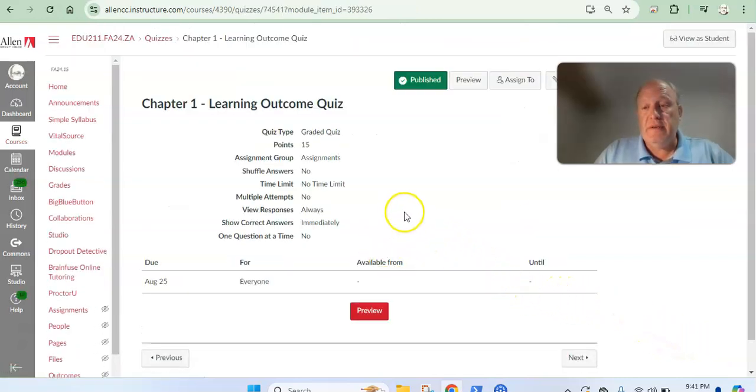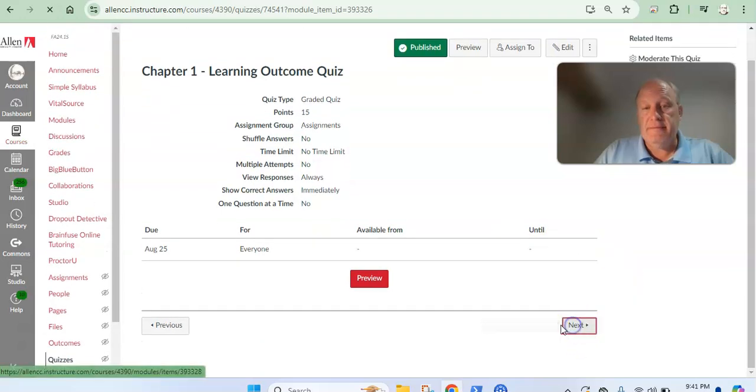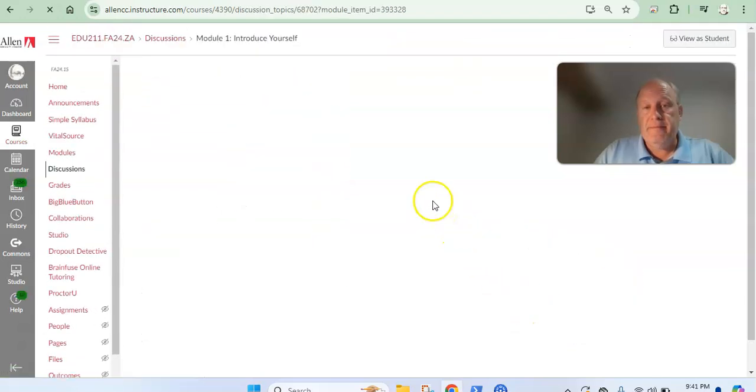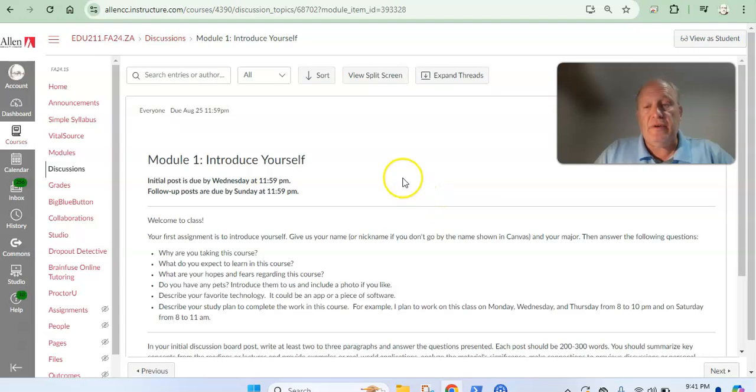Here's your quiz. You can take that. And then it gets you into your discussion board. So all the discussion boards are similarly set up. It'll say right here, the initial post is due by Wednesday. So make sure your initial post is due by Wednesday. Your follow-up posts are due on Sunday. For this one, this is an introduction one. So basically you're talking about yourself and who you are, so your classmates get to know you.